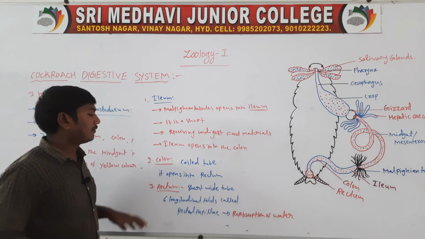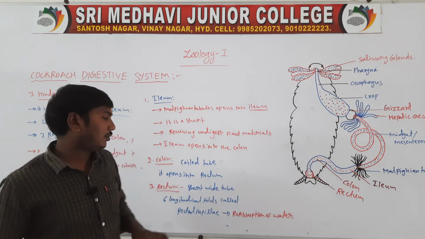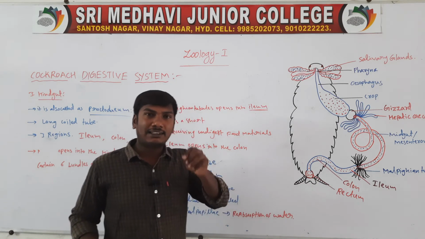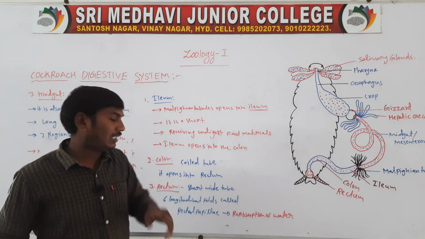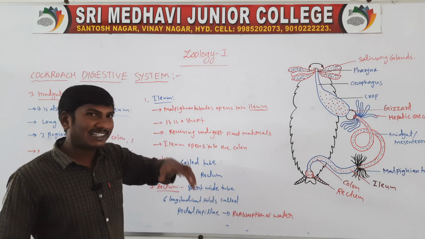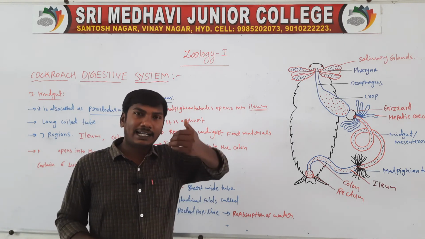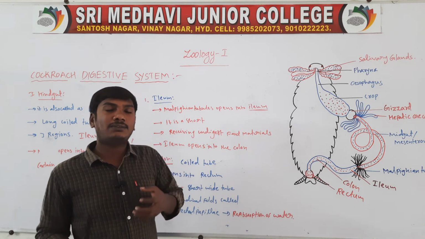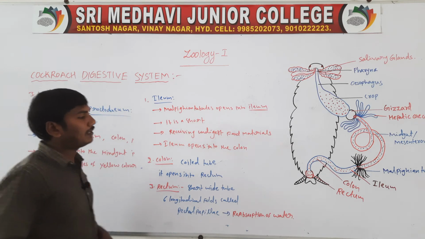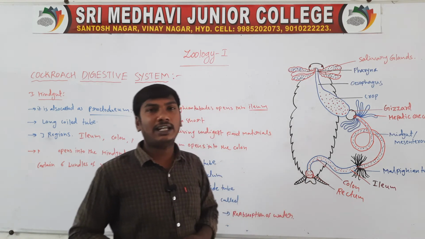Next heading, rectum. The rectum is a short, wide tube. It contains six longitudinal folds called the rectal papillae. The function of the rectal papillae is reabsorption of water from the undigested food materials. Finally, the rectum opens to the outside through the anus.